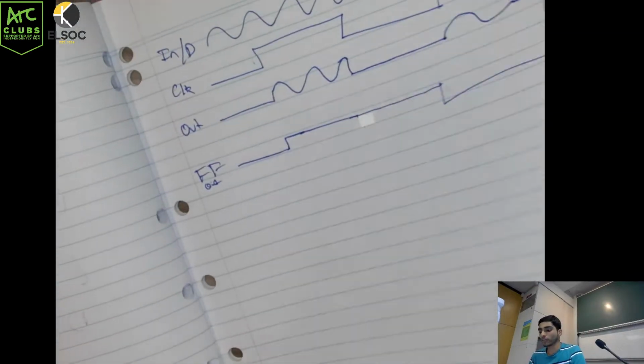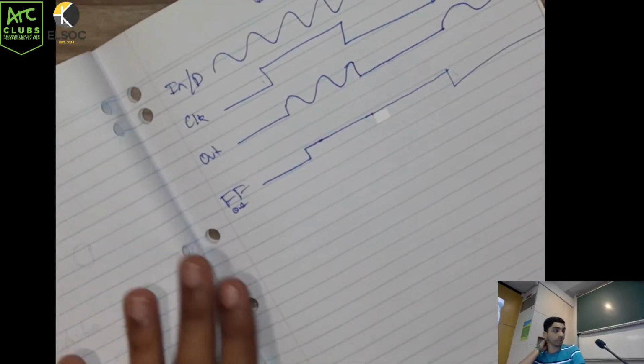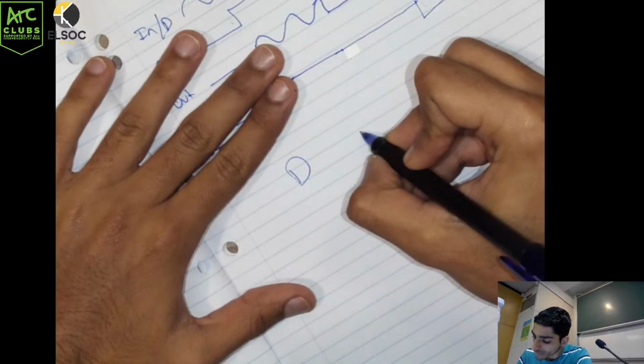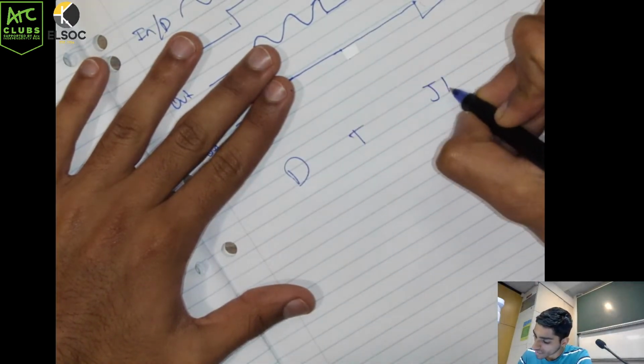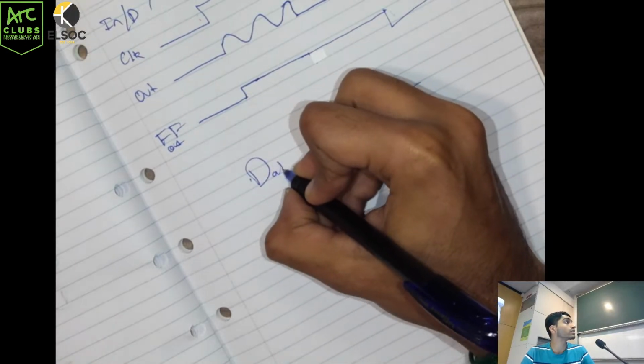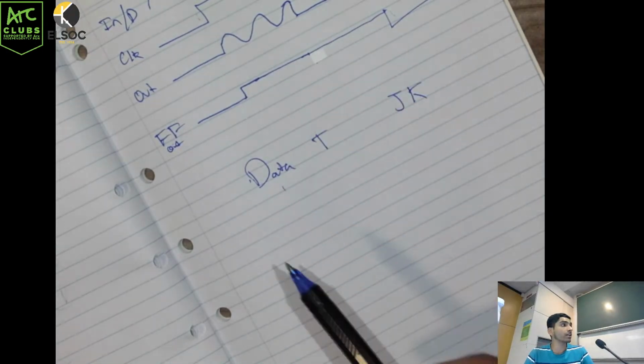So this is a flip-flop. A flip-flop is edge triggered. We have 3 types of flip-flops, like you should be aware of. You have D flip-flop, a T flip-flop, and a JK flip-flop. We just looked at D. D stands for data. It remembers the data at a clock edge.